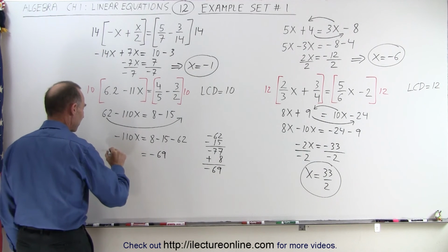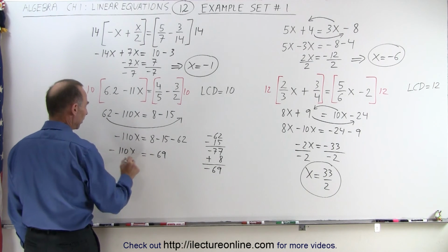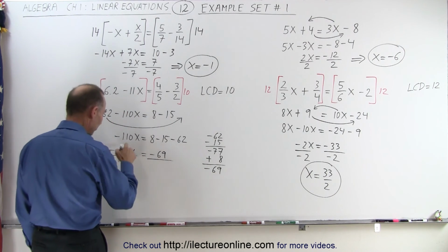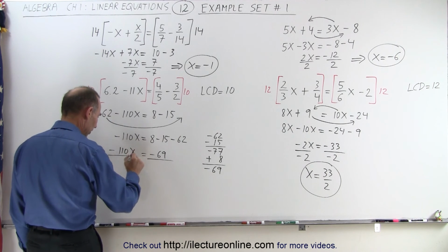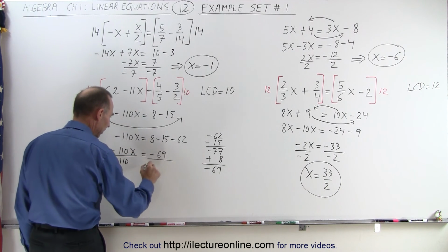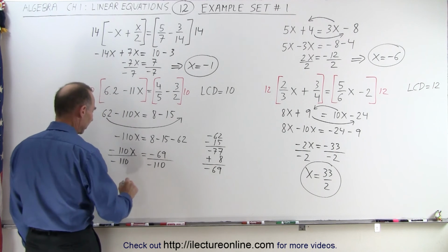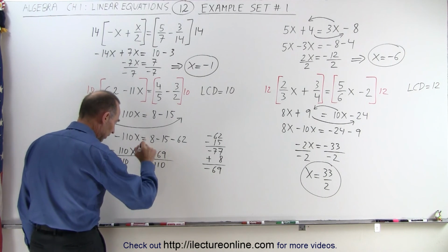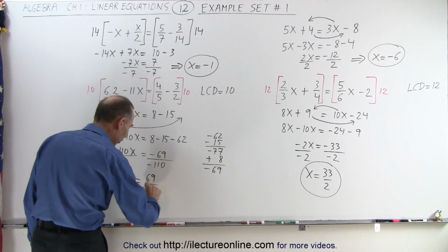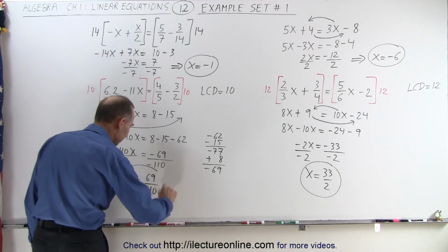On the left side, we have a minus 110x. And so now we divide both sides of the equation by the numerical coefficient of the left side, like this. And so we end up with x is equal to, the negatives negate, 69 over 110.